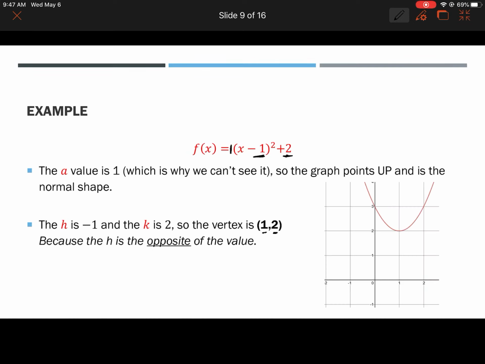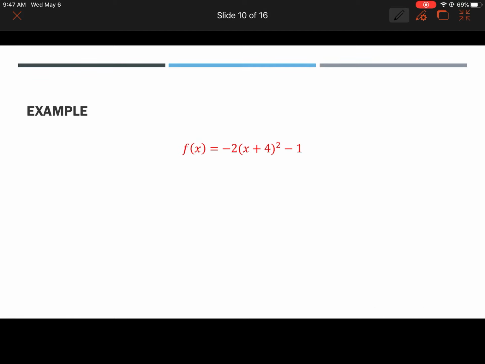If we graphed it, it would look like this. So here's our vertex here at 1, 2, and then it points up just like we thought it would. Okay? Let's see another one.